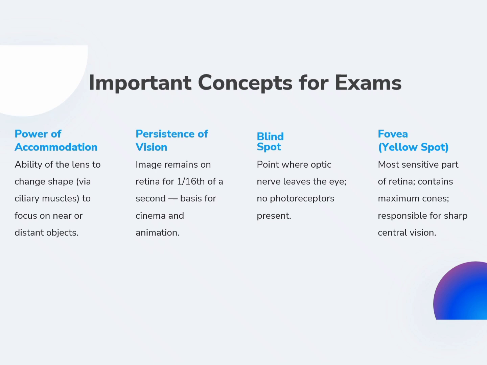Persistence of vision. This phenomenon means an image remains on your retina for about 1/16th of a second. This principle is fundamental to how cinema and animation work, creating the illusion of continuous motion. Blind spot. This is the specific point where the optic nerve leaves the eye. It's called the blind spot because there are no photoreceptors here, so you can't see anything if an image falls on this point. Fovea, yellow spot. As we mentioned, this is the most sensitive part of the retina, containing the maximum number of cones, making it responsible for your sharpest central vision.